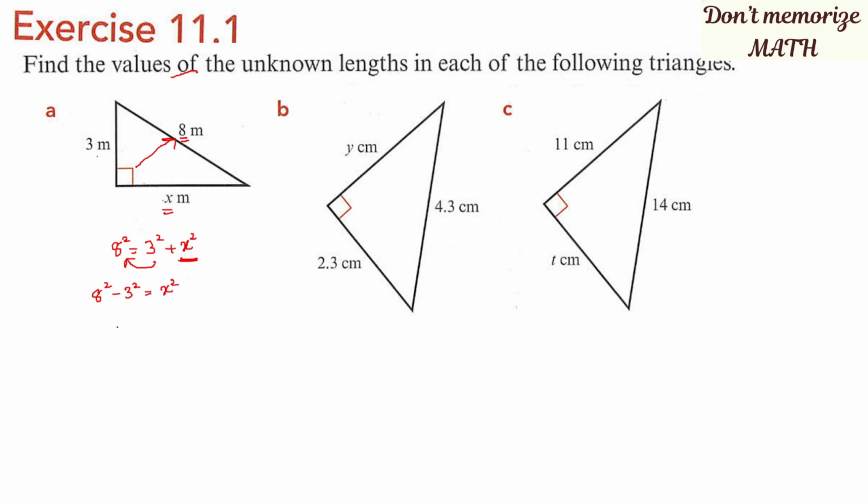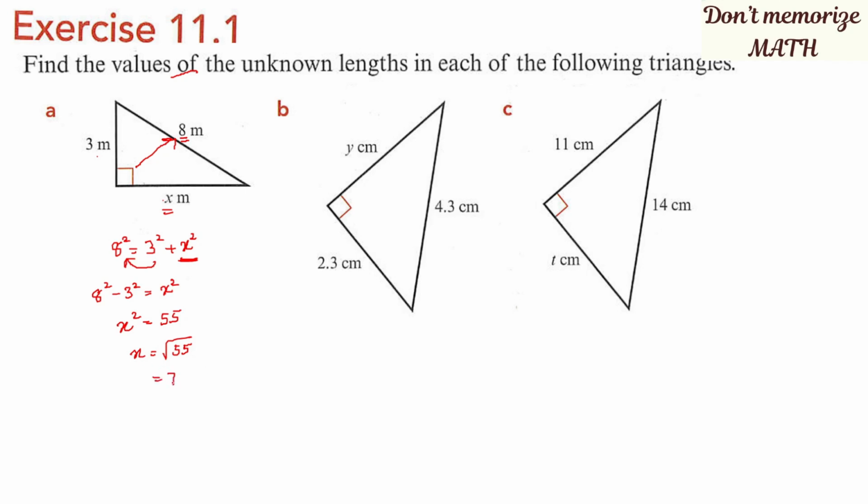Okay, so 8 square minus 3 square. 8 square is 64, minus 3 square, 3 square is 9. So you will get 55. So x square equals 55. So x will be equal to square root of 55. Okay, so square root of 55, that is 7.41.